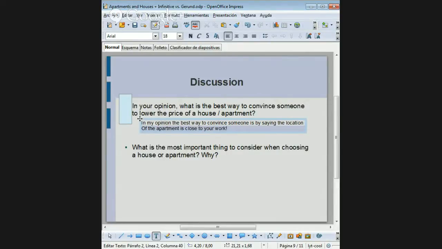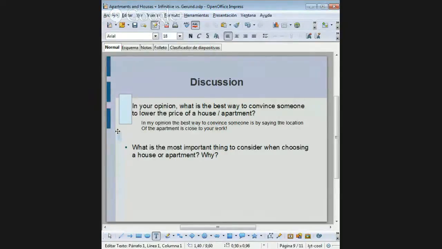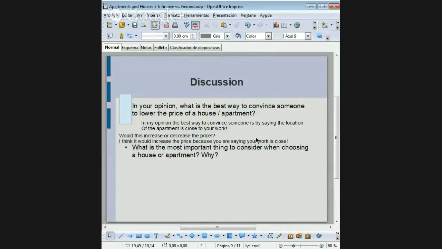David, do you think that would increase or decrease the cost of the apartment? So if you say you really need it because it's close to your work, do you think that would increase or decrease the price? I think it's the opposite. I think it would increase the price because you are saying that you need to live there because your work is near. So maybe the salesman is going to take what you say as an advantage because you give that advantage. Yeah, I think so too.